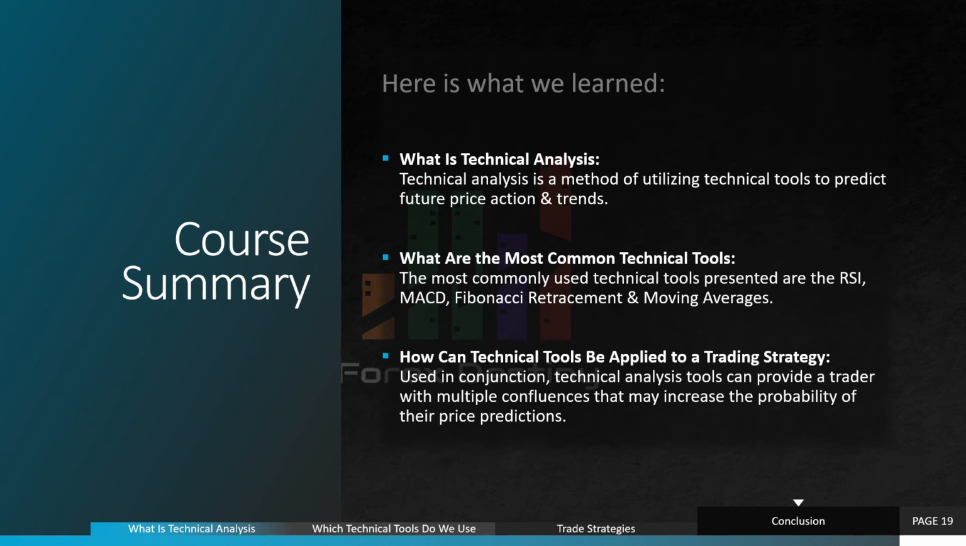Used in conjunction, the technical analysis tools can provide a trader with multiple confluences that may increase the probability of their price prediction. Begin to utilize these tools and strategies in your own trading practice, and let us know if you've had any questions about this topic that we've discussed and how we can help you become a better trader.